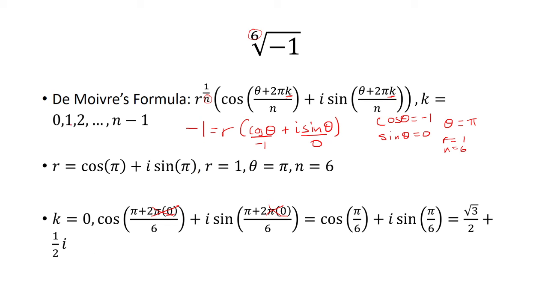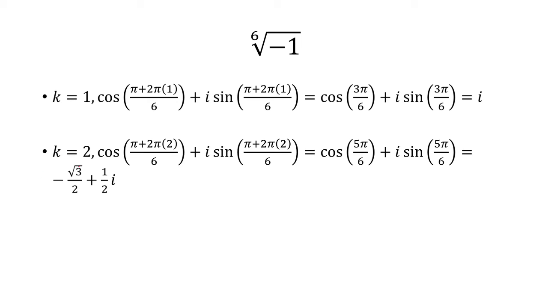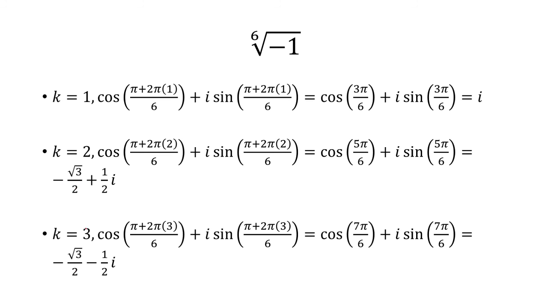Next, we'll be moving on to k equals 1. So plug in k equals 1 in the parentheses. Get 3 pi over 6, which is pi over 2. Simplify and get i. Next, we go to k equals 2. Plug in 2 in the parentheses, and that's where you get 5 pi over 6. Simplify, and we get the root to be negative root 3 over 2 plus 1/2 i. Moving on to k equals 3. Plug in k equals 3 in the parentheses, and get negative root 3 over 2 minus 1/2 i.